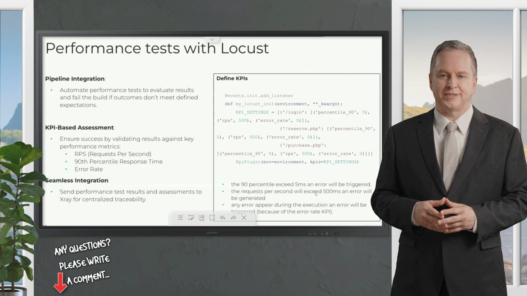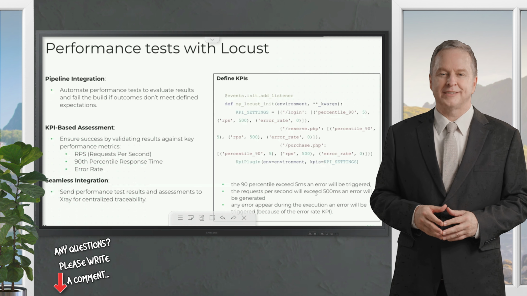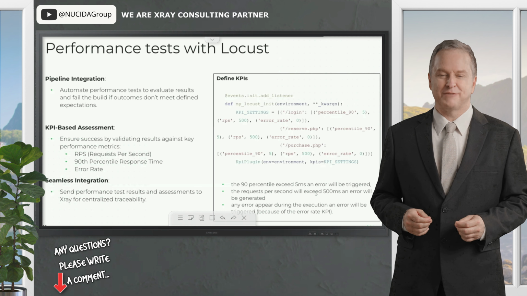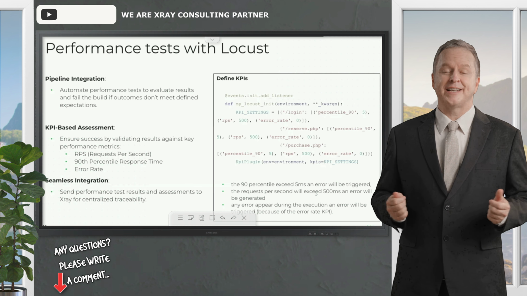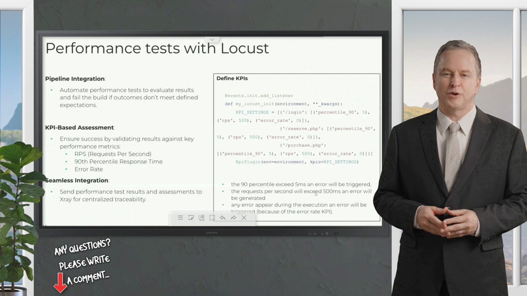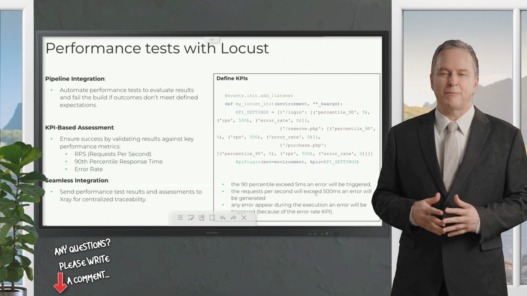Finally, let's look at the code example. Here we define KPIs for specific endpoints like logging, reservation, and purchase. Each has thresholds for response time less than 5 milliseconds at the 90th percentile, RPS, which should exceed 500, and an error rate that must remain 0. If any of those thresholds are breached, errors are triggered in the pipeline.